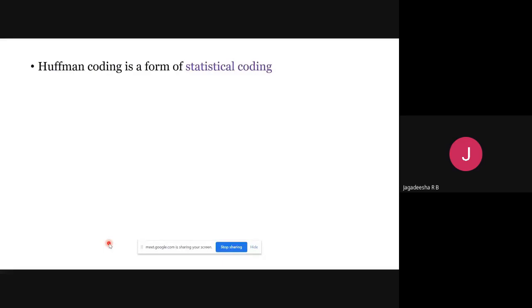Then, Huffman coding is a form of statistical coding. What's the meaning here? The meaning of this sentence is that it observes the probability of the symbols and then does the coding. That is similar to the earlier coding schemes also. Even the earlier coding schemes we studied are also statistical coding schemes, because they also consider the probability, and based on the probability, we assign different codes to them, right?